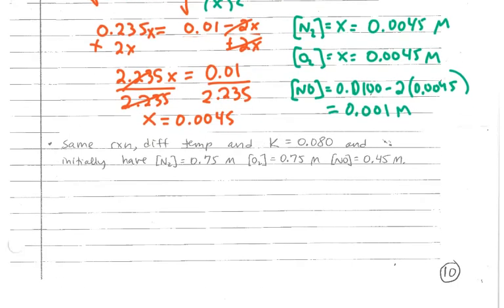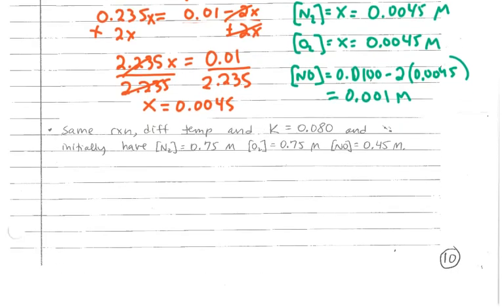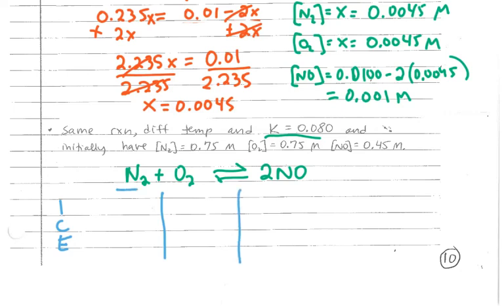All right, third and final problem. Same reaction, different temperature, different K, and different initial conditions. So we'll write out our formula: N2 plus O2 reacts to form 2NO. And we'll make our icebox, ICE, for each of these species. It says initially we have 0.75 molar of N2, 0.75 molar of O2, and 0.45 molar of NO.